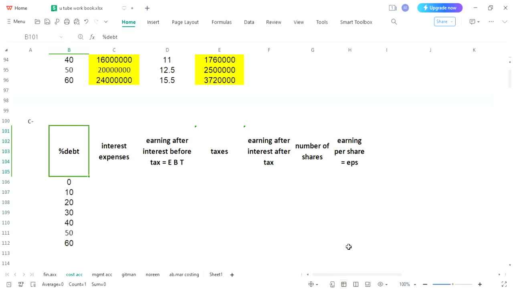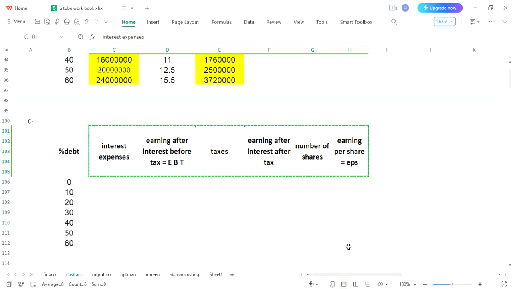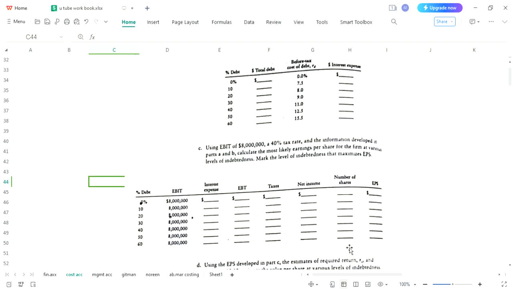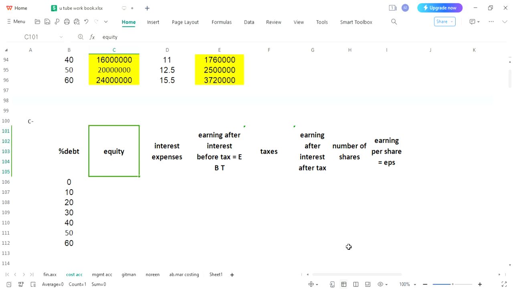Whole of these amounts can be taken easily, and here we are needed to put equity, and this was given, no, EBIT is given, earning before interest and tax, and it is denoted as EBIT, earning before interest and tax.